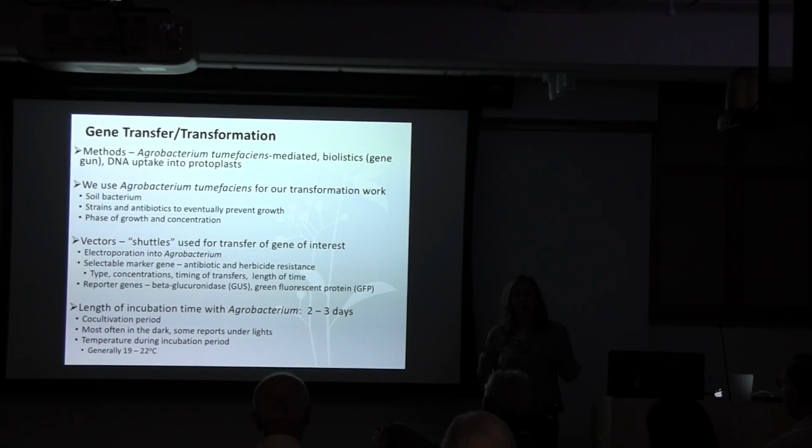Most often it's in the dark. We do all of our co-cultivation in the dark, but there are some reports where they use light. The temperature during that period is also important. It's not surprising that around 19 to 22 degrees Celsius works best because, again, it is a soil bacterium. That's how it evolved. We've done comparisons of temperatures and found that that range works the best.